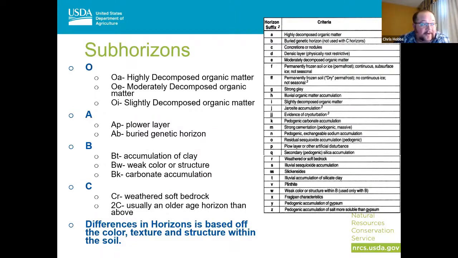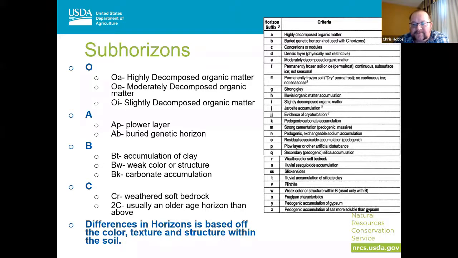The graph on the right shows all the options we have available to describe master horizons. I've just included a few here as an example. So we talked about the O horizon earlier, and the subdivisions OA, OE, and OI are used to identify levels of decomposition. An A horizon that has been buried beneath more recent deposits is designated as an AB. An A horizon that has been plowed is designated as AP.